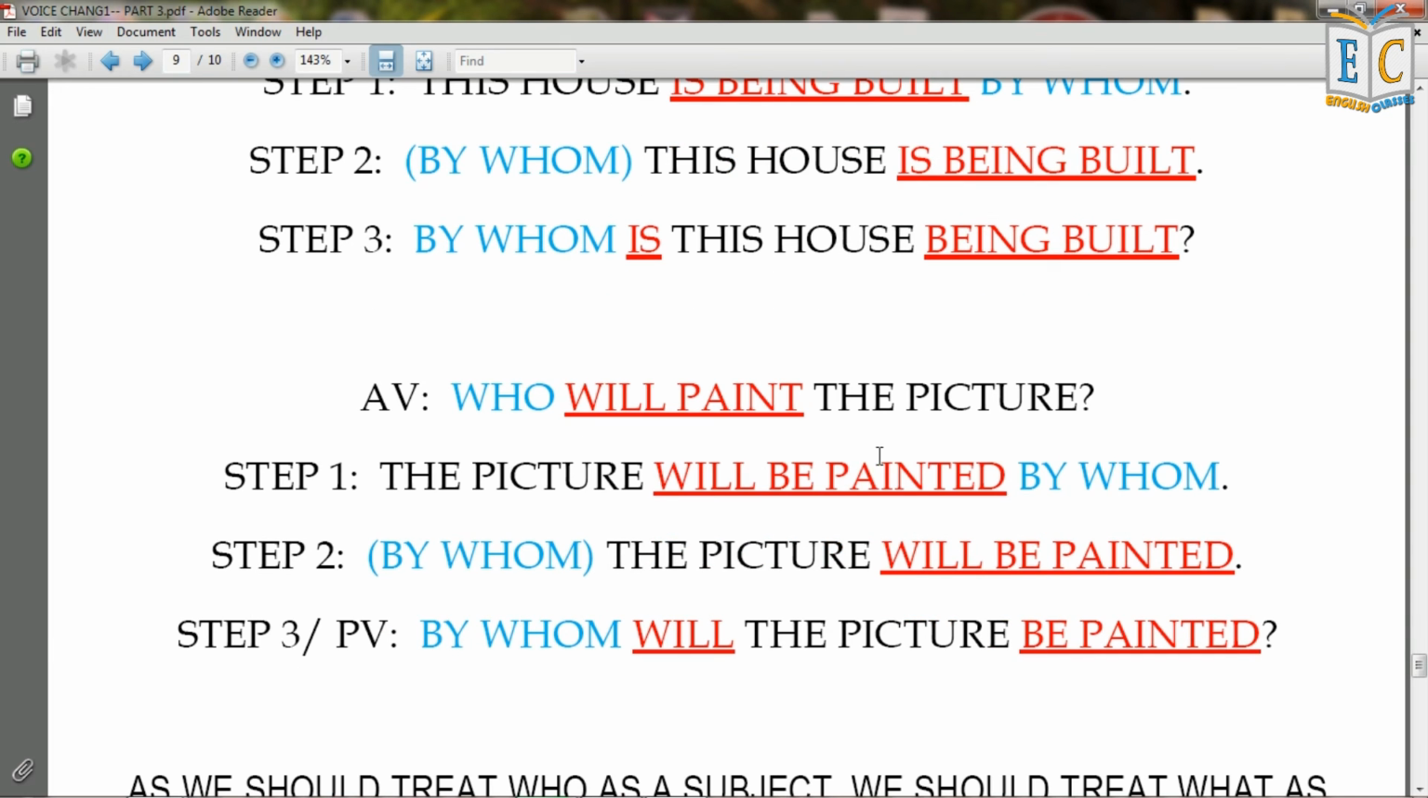In active voice, who will paint the picture becomes in step 1, the picture will be painted by whom. In step 2, you take by whom first and the picture will be painted. Keep the leftover here. In step 3, by whom will the picture be painted? It is the voice change form of this sentence.